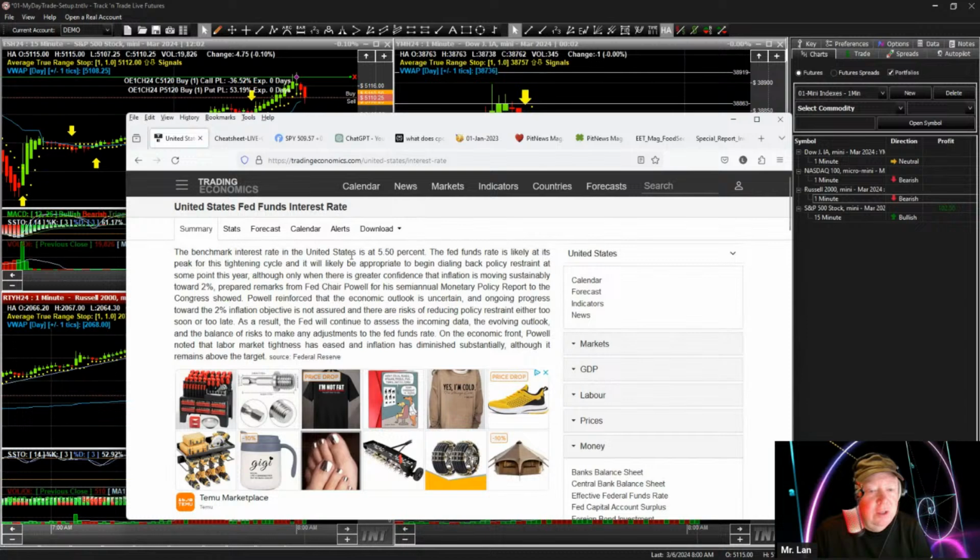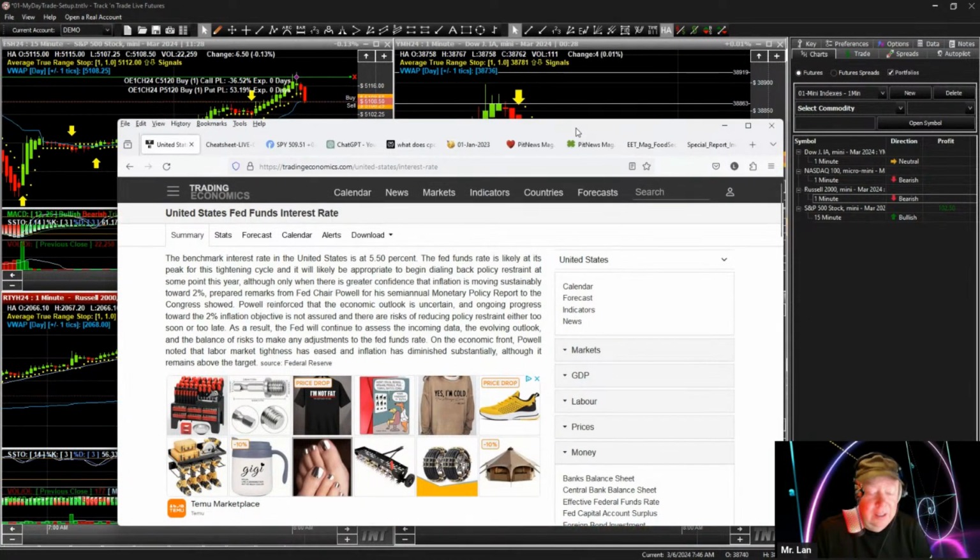The benchmark interest rate in the United States is 5.50. The Fed funds rate is likely at its peak for the tightening cycle, and it will likely be appropriate to begin dialing back policy restraint some time this year, although only when there is greater confidence that inflation is moving sustainably toward 2%. Prepared remarks from Fed Chair Powell for a semi-annual monetary policy report to the Congress showed Powell reinforced that getting to the 2% inflation is not assured. There is a risk of reducing that. So I don't think this was a restraint either too soon or too late. As the Fed will continue to assess.